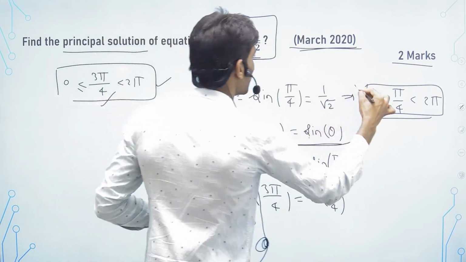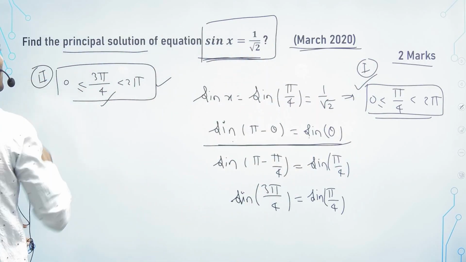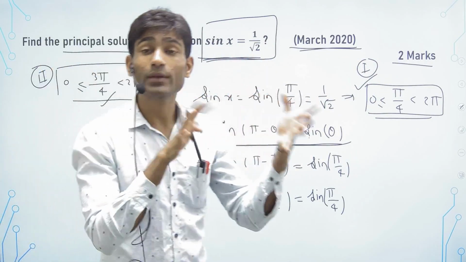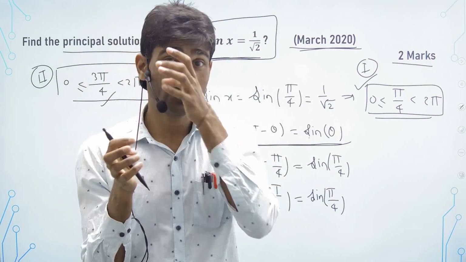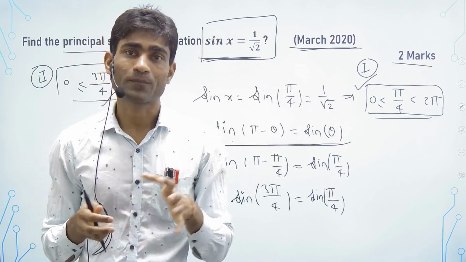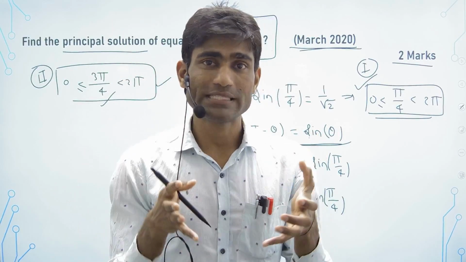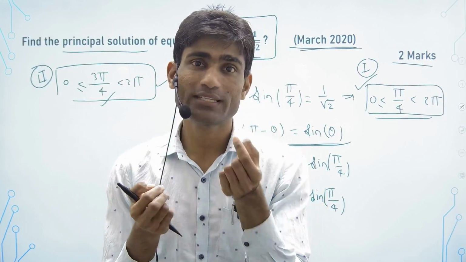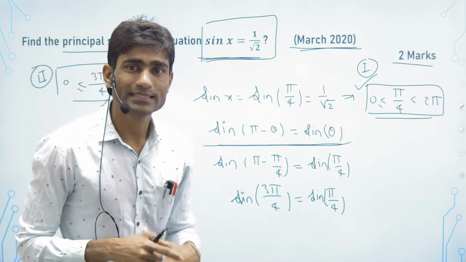So here is our first solution, and here is our second solution. Principal solutions are finite in number, so we have to find only one or two solutions here. I hope you all have understood it very well, because principal solution is quite easy, just using one or two results from the allied angles. Now let's move to the next example.